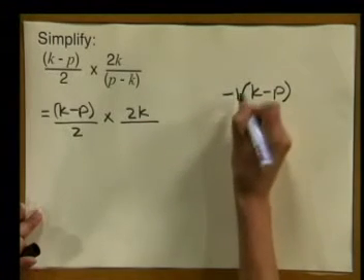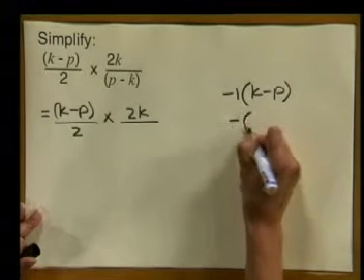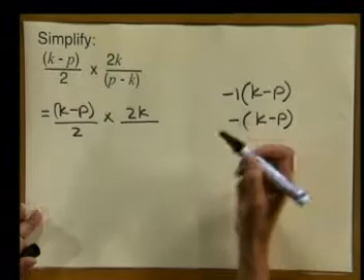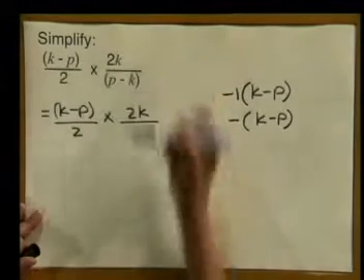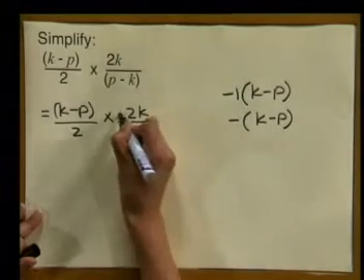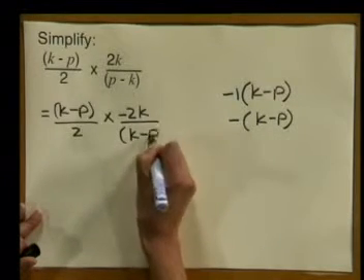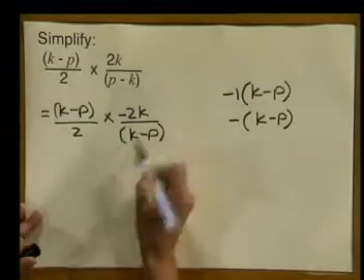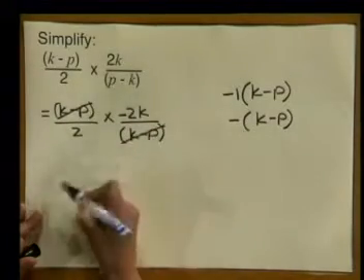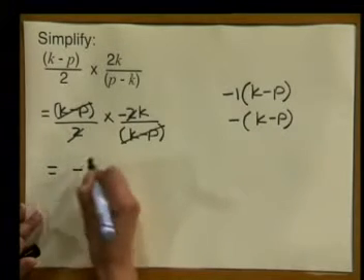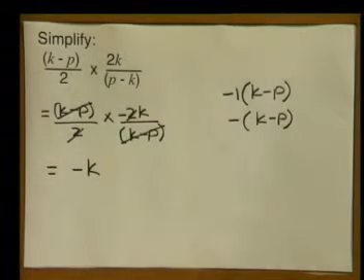But we don't need to include that 1. We could just write it as minus K minus P. And whether we write it in the denominator or the numerator doesn't matter. So I'm going to put it in the numerator. And then our denominator will just be K minus P. And now we can cancel our brackets. Notice the 2's also cancel out. And we are left with minus K. That was easy.